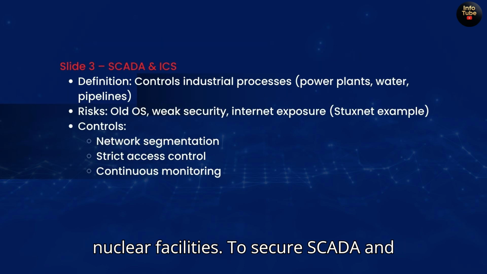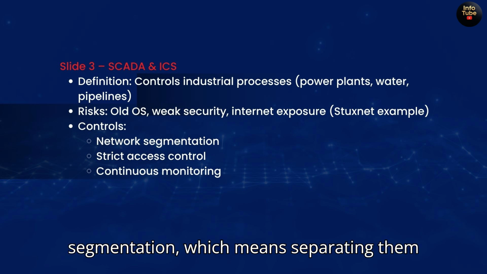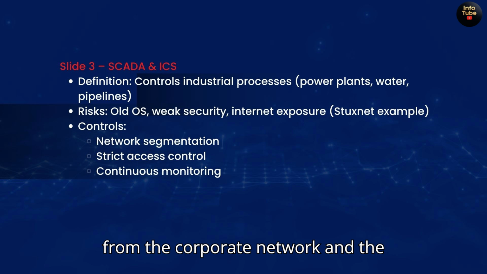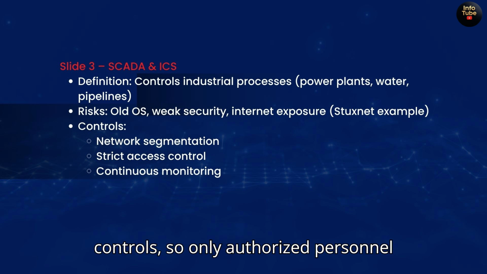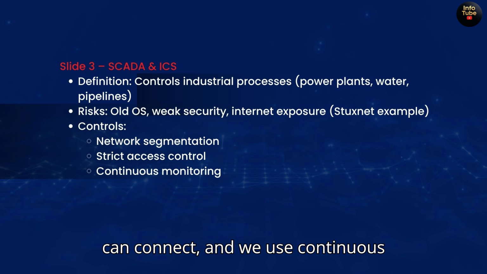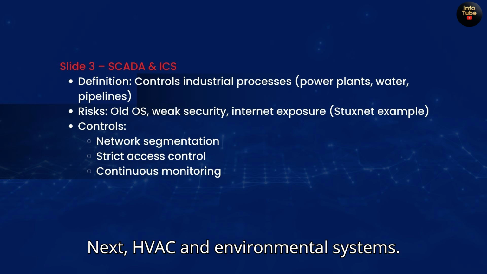To secure SCADA and ICS systems, we use network segmentation, which means separating them from the corporate network and the internet. We also enforce strict access controls, so only authorized personnel can connect, and we use continuous monitoring to detect unusual activity. Next, HVAC and environmental systems.